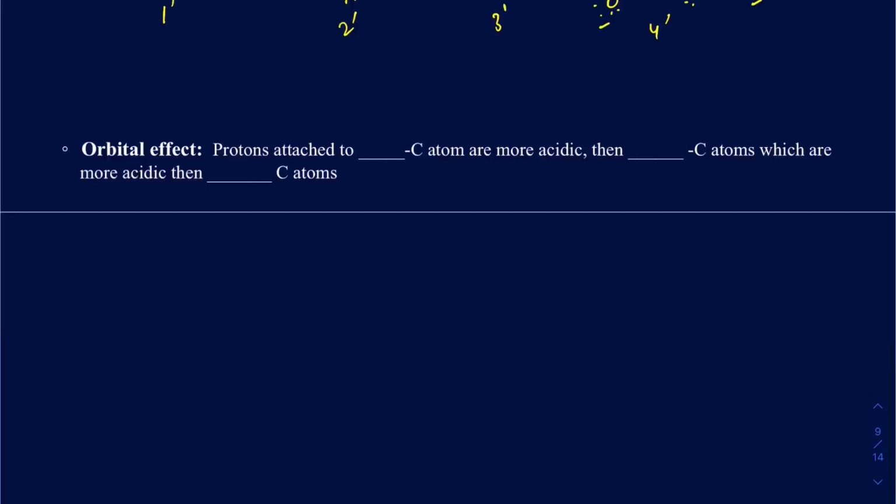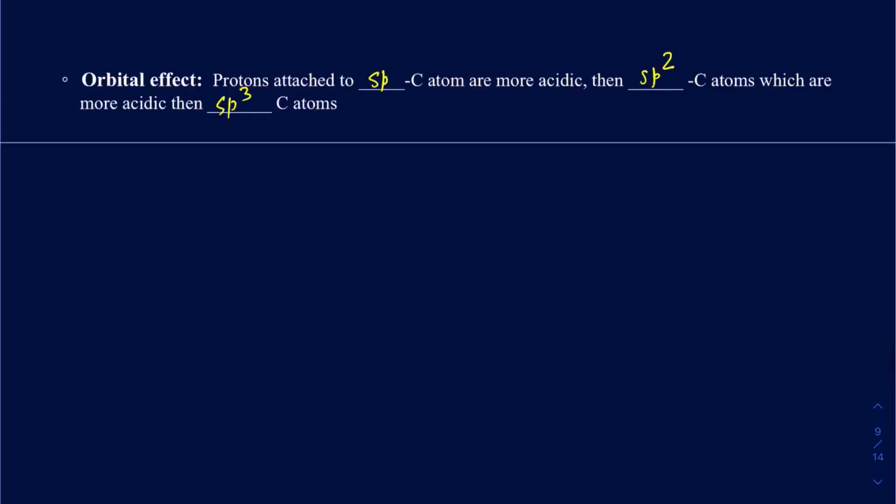Finally, the last thing we look for is the orbital effect. If you have a proton that's attached to an sp carbon, it is going to be more acidic than the proton that's attached to an sp2 carbon, and that's going to be more acidic than a proton that's attached to an sp3 carbon. And if I take examples here, so suppose I got a triple bonded compound.